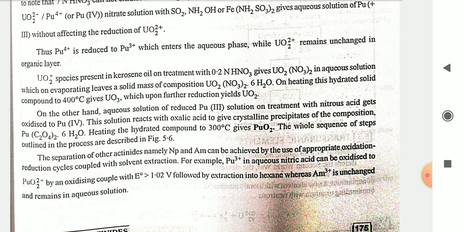The separation of other actinides, namely Np and Am, can be achieved by the use of appropriate oxidation-reduction cycles coupled with solvent extraction. For example, Pu3+ in aqueous nitric acid can be oxidized to PuO2+ by an oxidant with E naught greater than 1.02, followed by extraction into hexane, whereas Am3+ is unchanged and remains in aqueous solution.